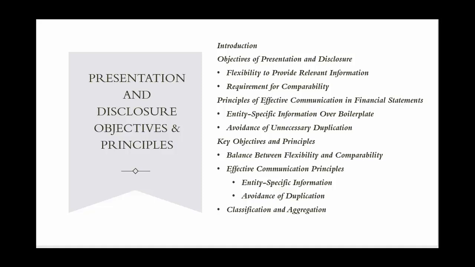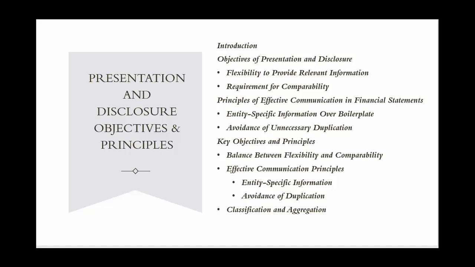Classification and aggregation. Classification involves sorting assets, liabilities, equity, income, and expenses based on shared characteristics. Aggregation is the process of summarizing information to avoid unnecessary detail while still conveying the essential financial data. Example, a real estate company might classify its properties into residential and commercial. Within these classifications, it could aggregate rental income from all residential properties into a single line item in the income statement. Further details, such as income from individual properties, can be provided in the notes if necessary.